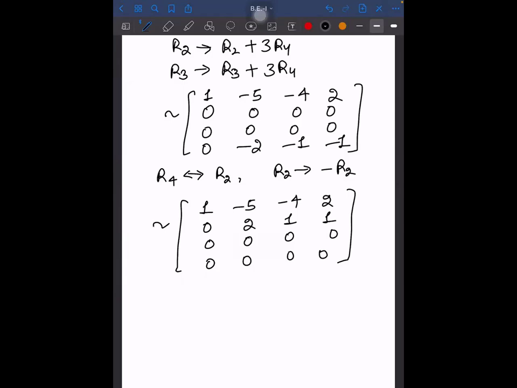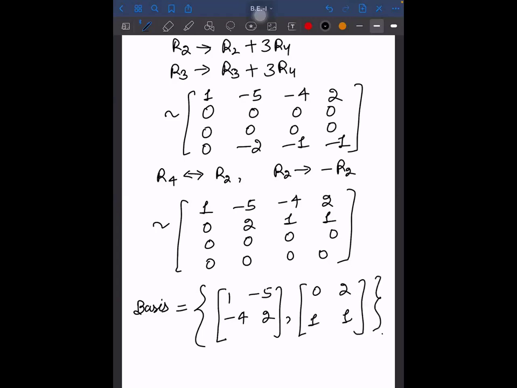Now you want to write down the basis for this. So again write the matrix form: 1, -5, -4, 2. Next one is 0, 2, 1, 1, only the non-zero entries; zero entries will be discarded. Therefore, the dimension of this vector subspace is 2. Are you with me on this? Yes, sir. Okay, is it easy? Yes.